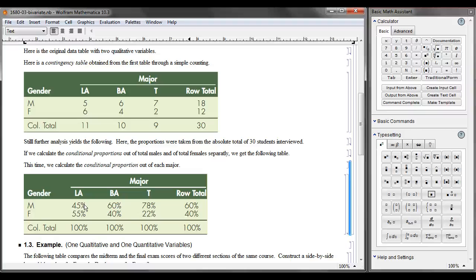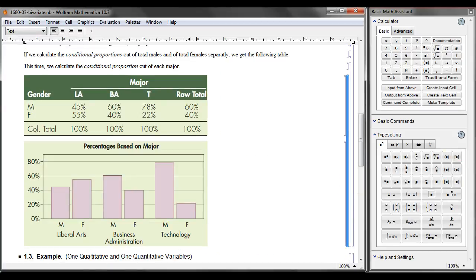What if you want to find out the conditional proportion for female students out of all technology majors in this college? Well, total is 9 in this sample, and 2 of them are female, so 2 9s, we have about 22%. By the way, here is the box chart, a bar graph that goes with this second or third contingency table. This is a fourth contingency table.